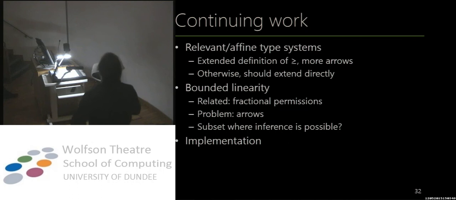I have more function types, that's fine. So now I have affine arrows in addition to all these other arrows. That means I have to extend my notion of greater than so that it takes account of this larger ordering. But everything else stays the same. In particular, my operations don't continue to multiply.